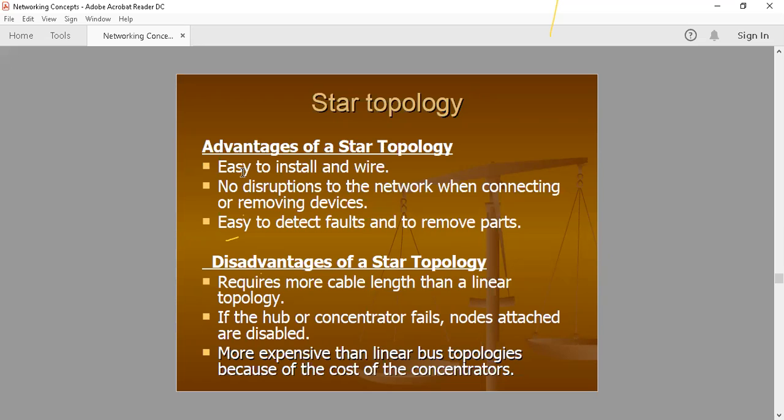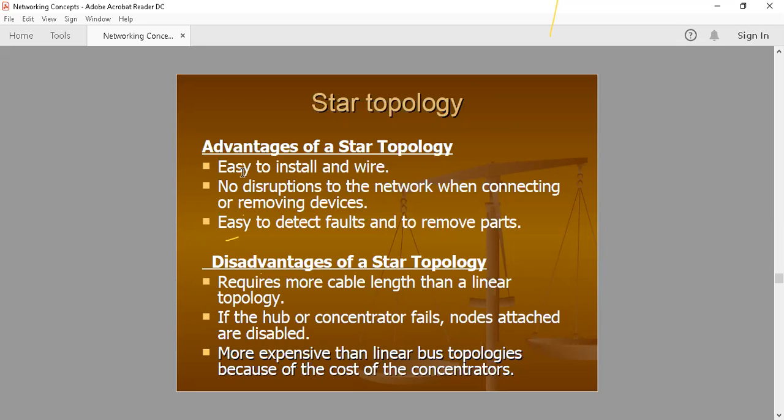Disadvantages of a star topology: it requires more cable length than a linear topology. Linear is nothing but bus topology. If the switch fails, nodes attached are disabled. If the switch fails, there will be no communication between those 10 systems which are connected to the switch.